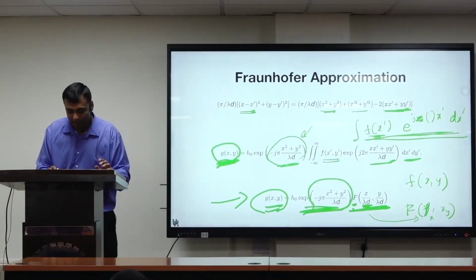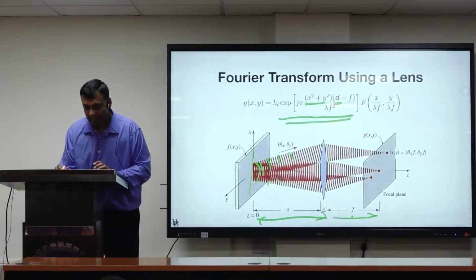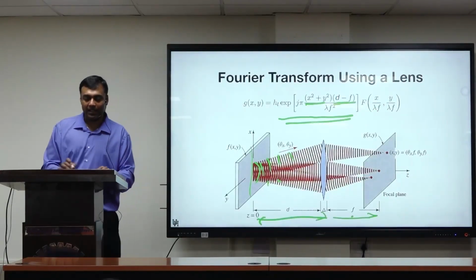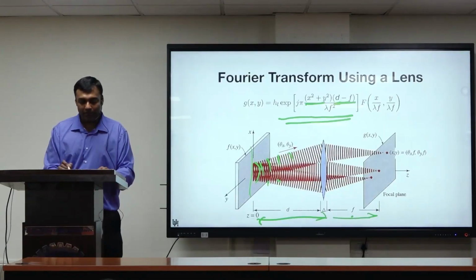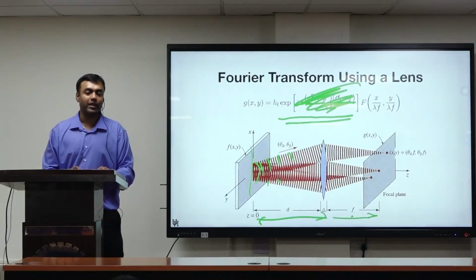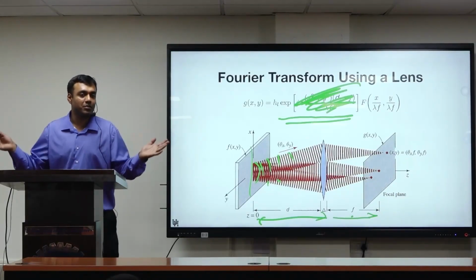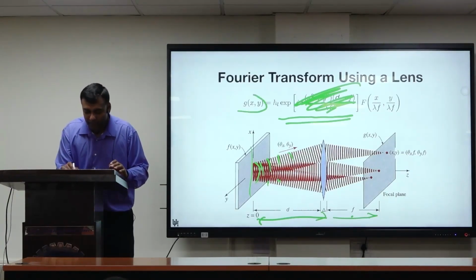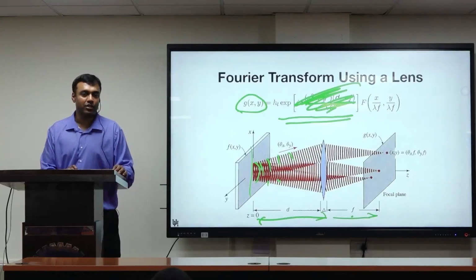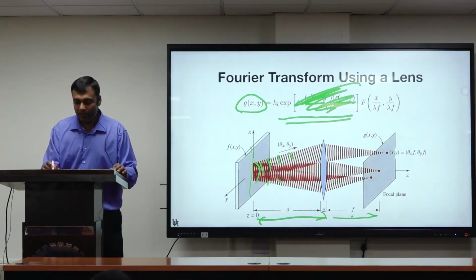But it turns out that if you use a lens, there is this factor: x squared plus y squared times d minus f. And what we are saying is that if d equals f, this factor completely goes away. e to the 0 becomes 1. And therefore what remains is the field, or the wavefront, that you measure on the other side of the screen.